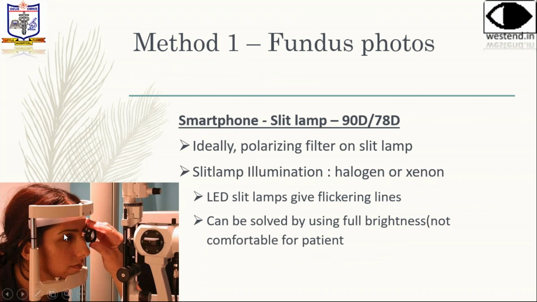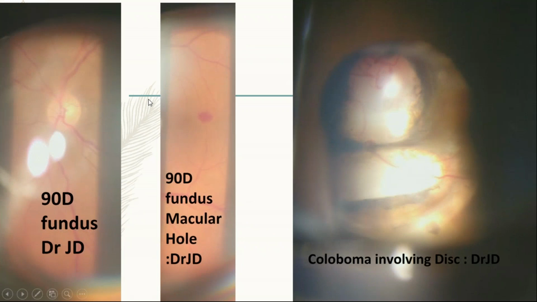So the first method, you can take using a slit lamp and a 20 diopter, 78 diopter or 90 diopter lens. I found that some LED slit lamps give flickering light in the image if it is kept in lower illumination. So when I increase the brightness, it went away. I believe it's an issue with the frequency of the AC current. So I think the newer ones with better power supplies will not have this issue. But if there is that issue, it can be solved by changing the brightness to maximum. These are some photographs of the fundus taken with the smartphone and 20 diopter lens.